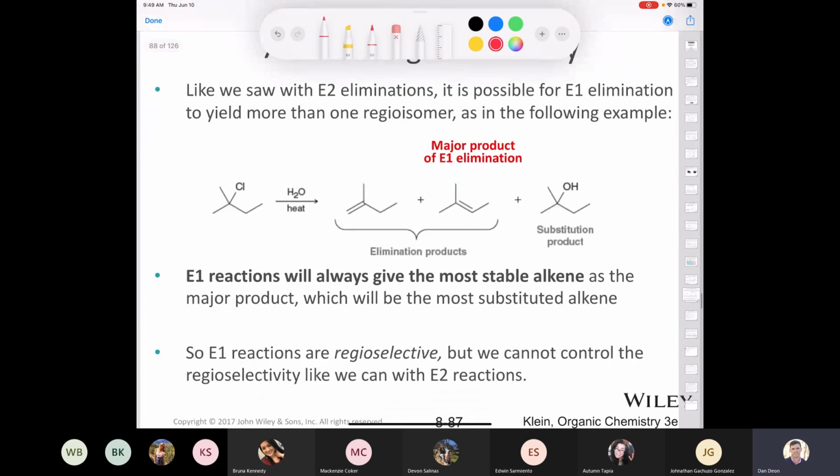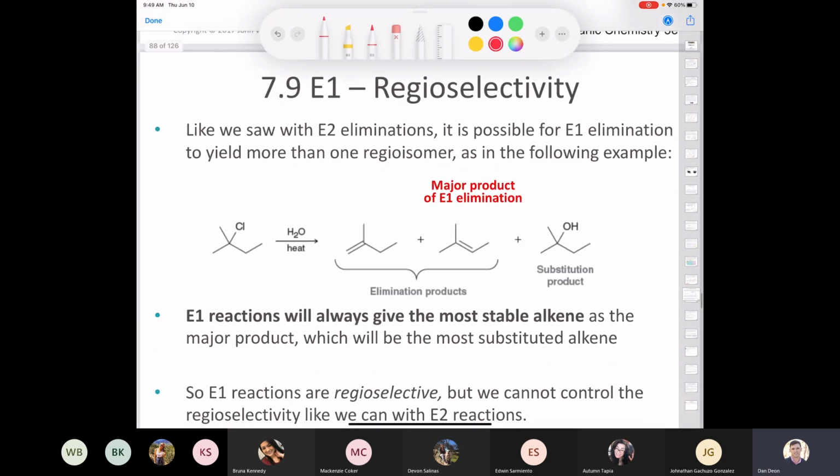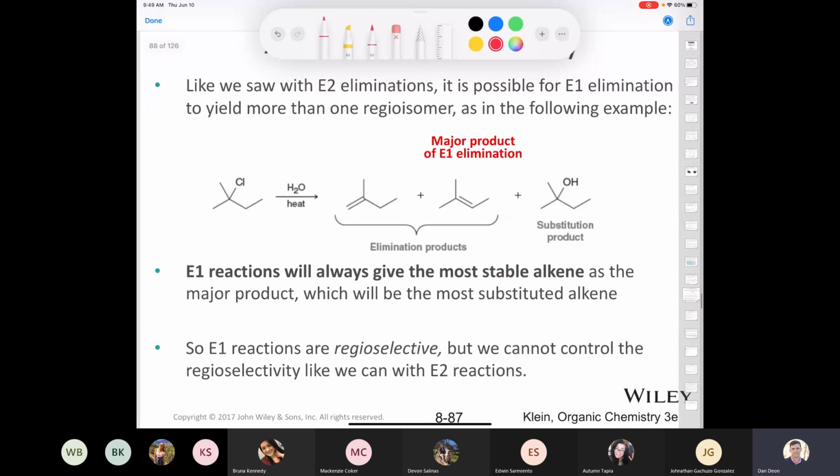Now, in terms of regioselectivity, that's the title of this slide, E1 regioselectivity. When we looked at E2 eliminations, we saw that we could form regioisomers based on whether we used an unhindered base or a hindered base. Well, if you're doing an E1 reaction, remember the first step is loss of the leaving group, and you would end up forming this carbocation. You have beta protons here. If you eliminated that, you'd get this product. You have a beta proton here. That would give you this product.